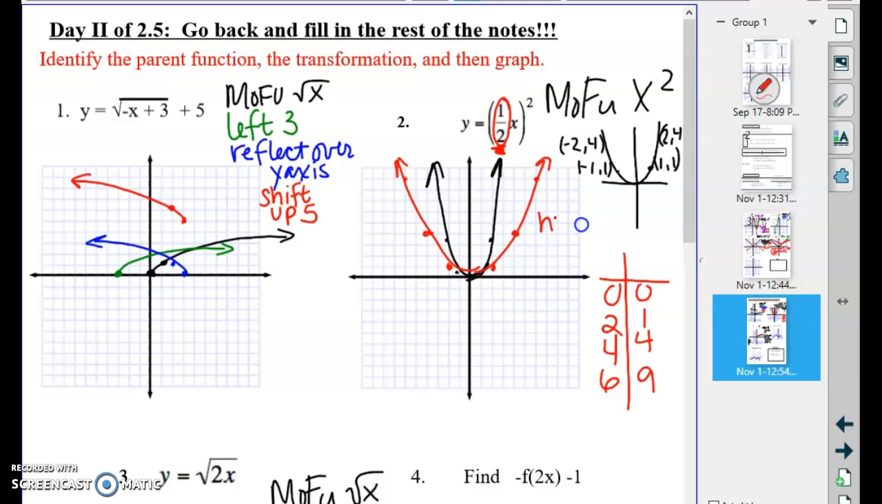This right here is a horizontal stretch. By factor, BFO, by factor of 2. Because it reciprocals, because it's inside with the x. These are challenging. That's all right. So we're going to stop this video here, and we're going to do the next 2 on another one.